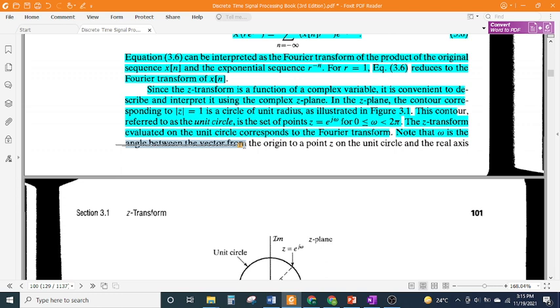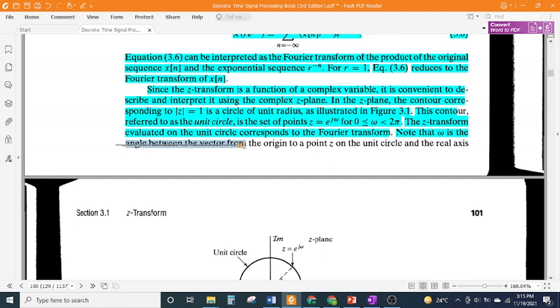With this interpretation, the inherent periodicity in frequency of the Fourier transform is captured naturally, since a change of angle of 2π radians in the z-plane corresponds to traversing the unit circle once and returning to exactly the same point.